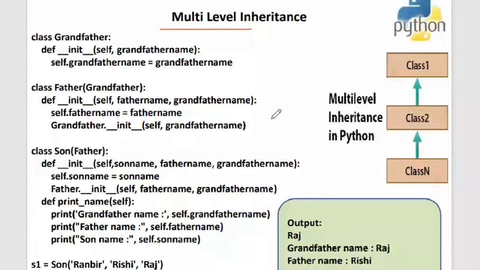In the previous case, I just said single inheritance, where I'm having only one parent and one child. That's it. But here you can have something like this lined up. There is a class 1 and class 2 and class n. Class n is derived from class 2 and class 2 is derived from class 1. So this is called multi-level. I'm having many levels of inheritance.